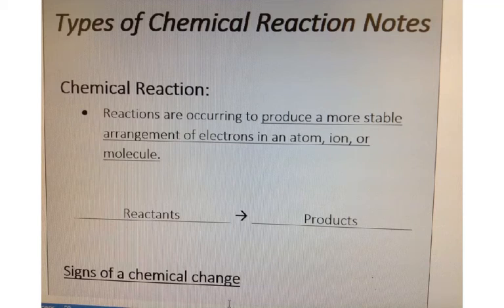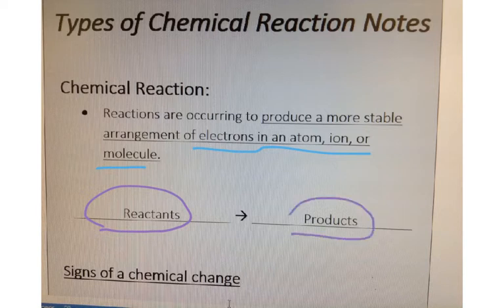All right, tonight we're going to be talking about types of chemical reactions. A chemical reaction occurs because it's trying to produce a more stable arrangement of electrons in the atom, ion, or molecule. You have reactants, or a reactant, you could have one, that react with each other to produce your products, okay? Products are always your ending, so you always need to write them on the right.